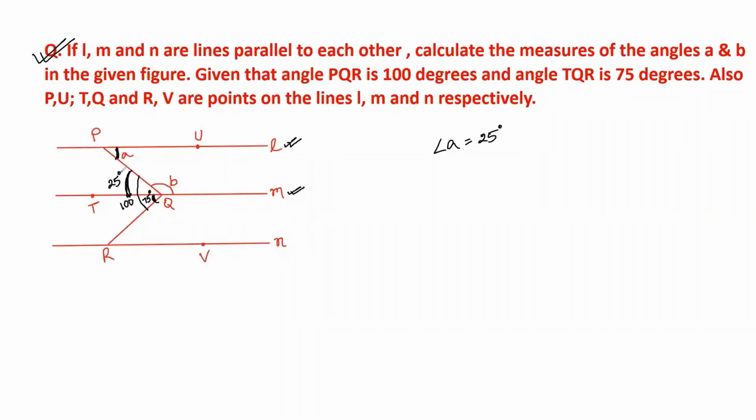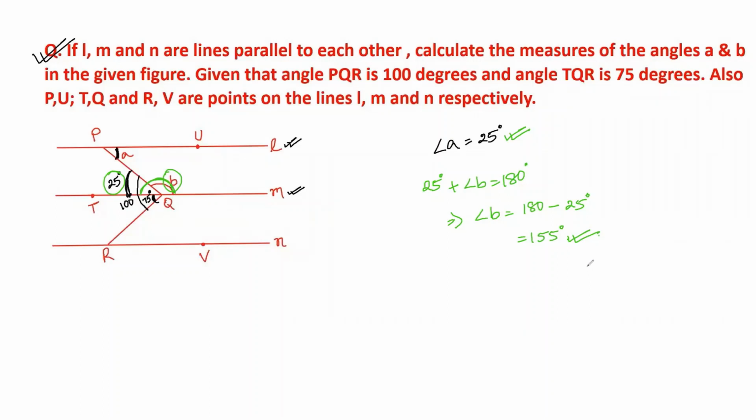Also, angle PQT and angle B together would be a straight angle. So this total angle would be 180 degrees. So 25 degrees plus angle B would be equal to 180 degrees. From this, we can say angle B would be 180 minus 25 degrees, which would give us 155 degrees. So the measure of angle A is 25 degrees and the measure of angle B is 155 degrees.